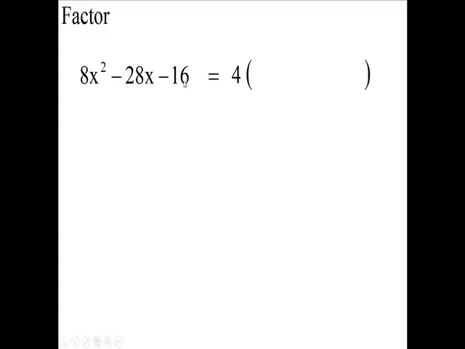Won't 4 go into 16? Won't 4 go into 28? And yes, 4 goes into 8x squared. Let's use 4 instead of 2. All right? 4 is the greatest common factor for these three terms.